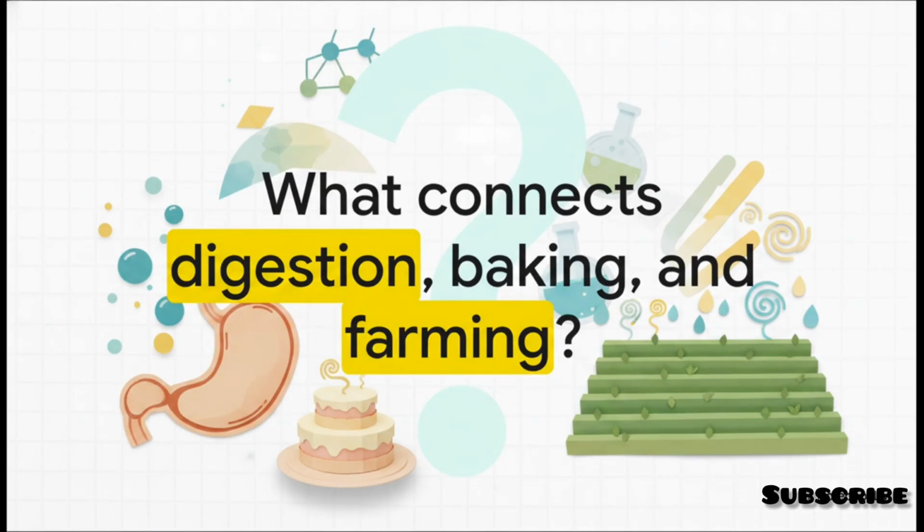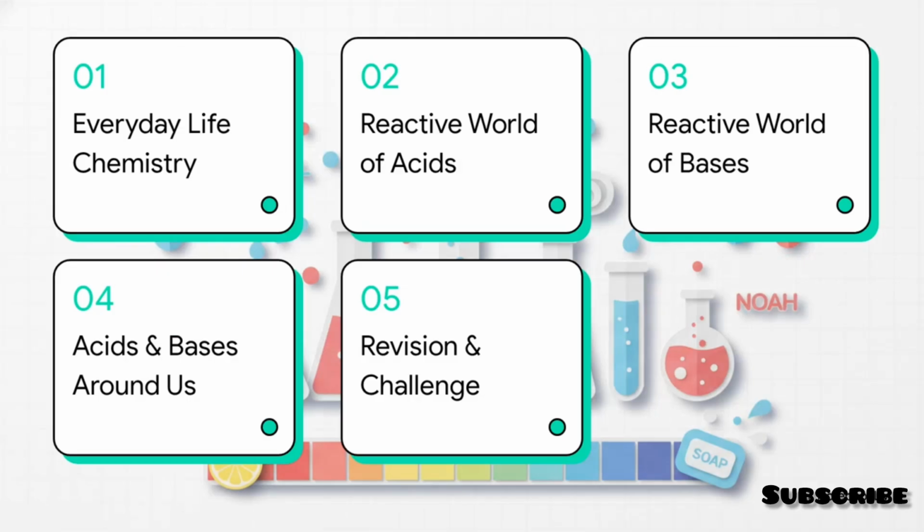Now, you might be wondering, what on earth do a bubbling stomach, a rising cake, and a freshly treated crop field all have in common, right? It kind of sounds like the setup to a weird joke, but I promise you, it's not. The connection between all of these seemingly random things is entirely chemical. To solve this mystery, we'll quickly cover the chemistry of everyday life, the reactive world of acids, the reactive world of bases, acids and bases around us, and wrap up with a quick revision and a challenge.